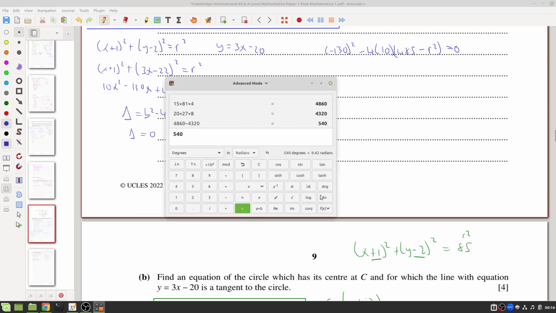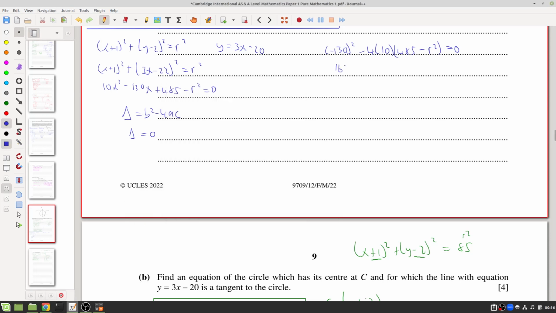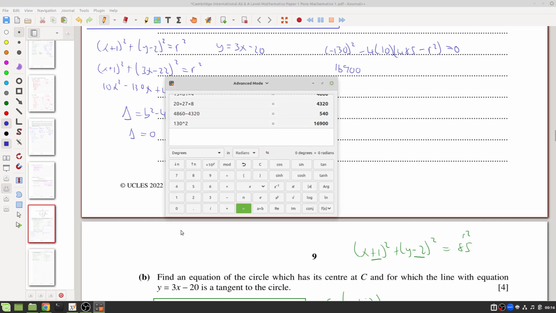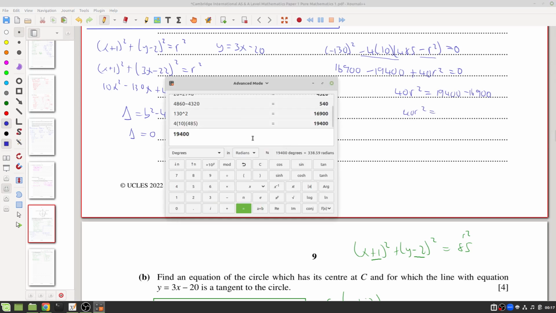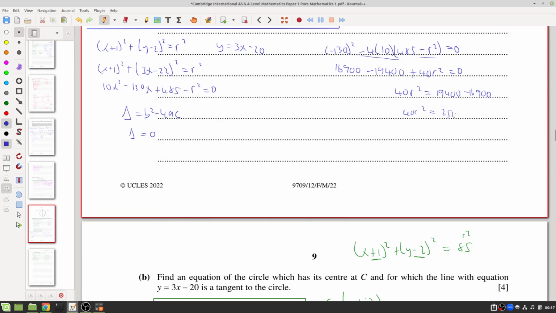Okay, so let's square this. So 130 squared, that's 16,900, I believe. Yes. Okay, so 16,900. And then minus 40 times 485. So 19,400, but there's a minus, so minus 19,400. And then negative 40 times negative r squared is positive 40r squared equals 0. Okay, so 40r squared equals the 19,400 minus 16,900. So that gives us 40r squared equals 2,500.